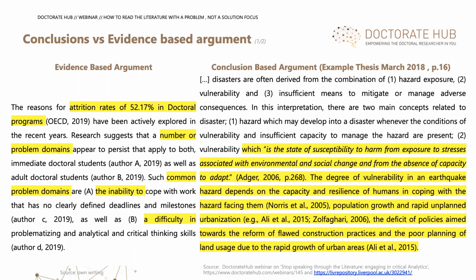This is a finding from Norris: population growth and rapid unplanned urbanization. This is a finding from Ali et al. and Solfagari: the deficit of policies aimed towards the reform of flawed construction practices and the poor planning of land usage due to the rapid growth of urban areas.